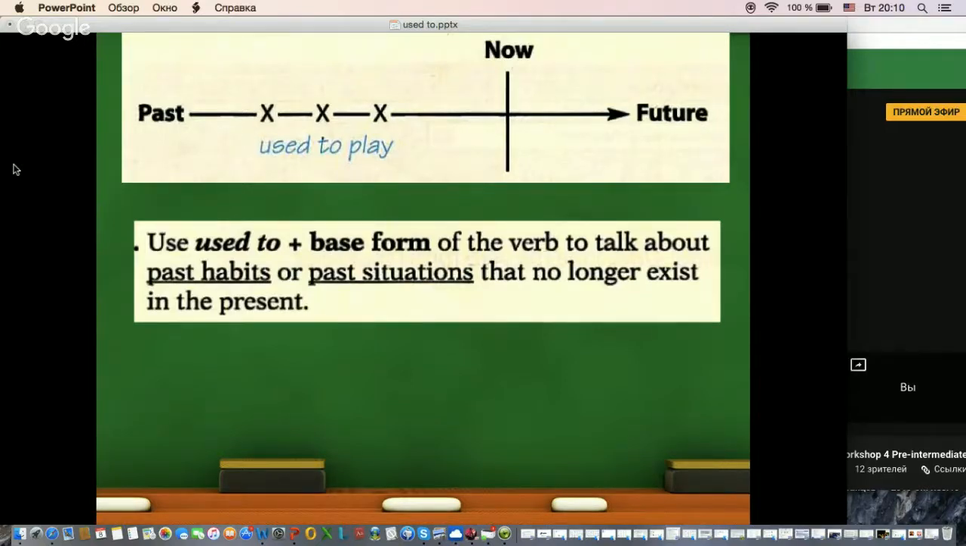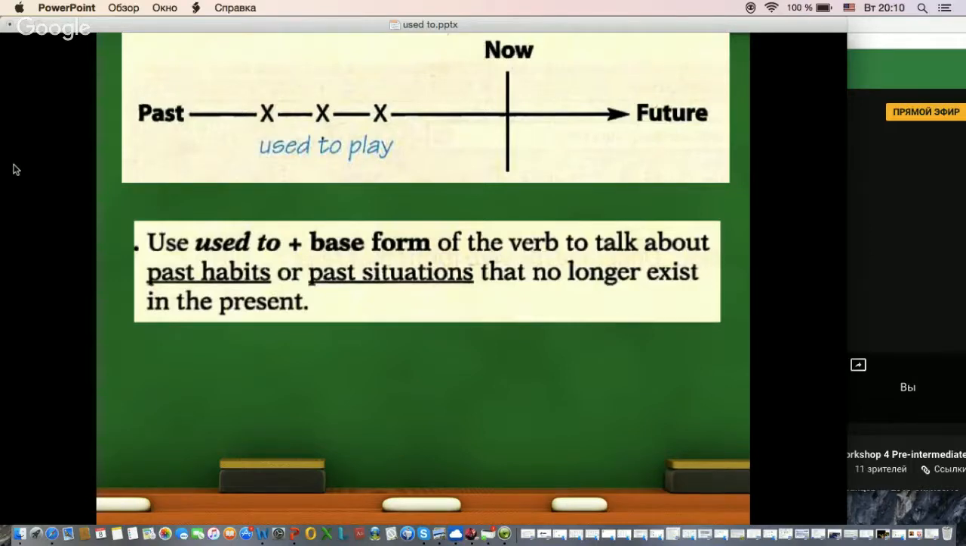So, we use used to plus base form of the verb to talk about past habits or past situations that no longer exist in the present. So, in other words, we use it to talk about something that was true in the past but no longer is.